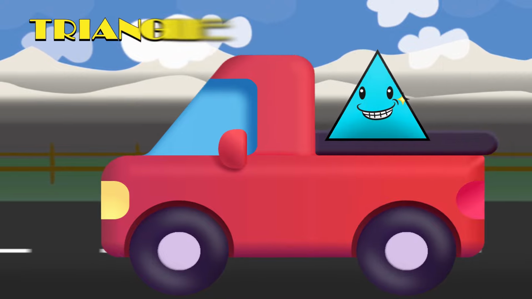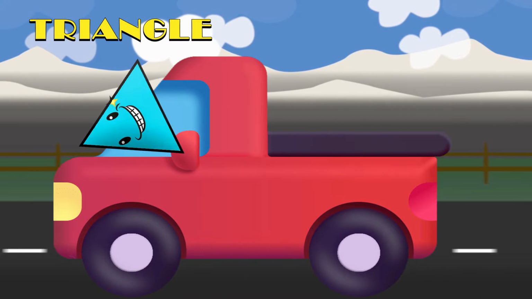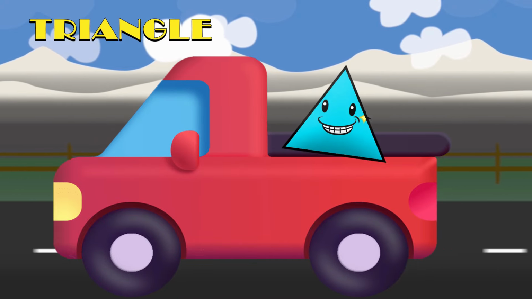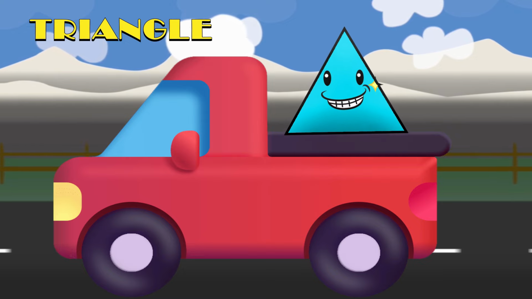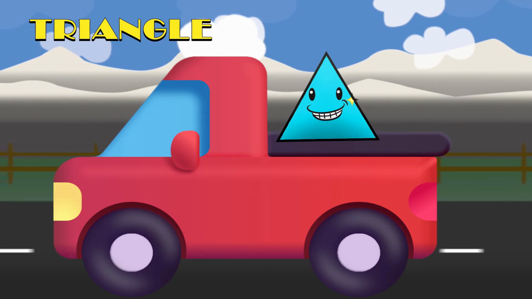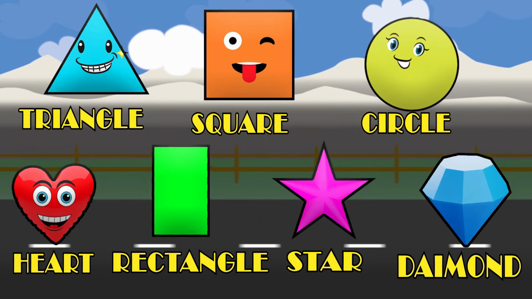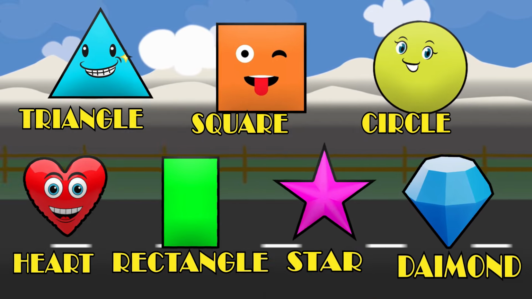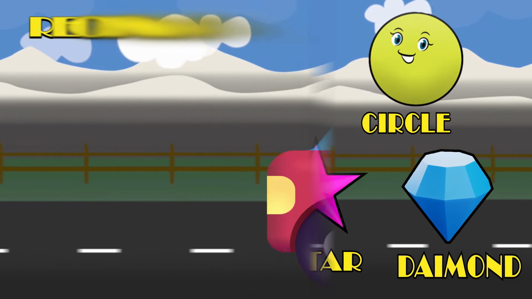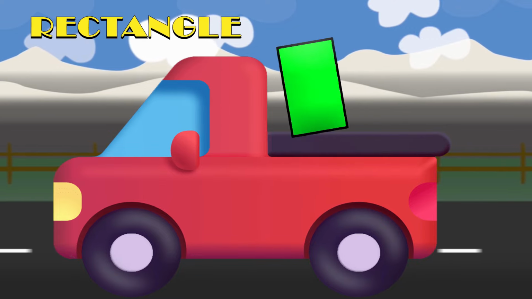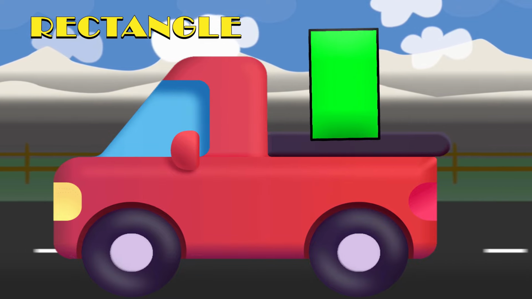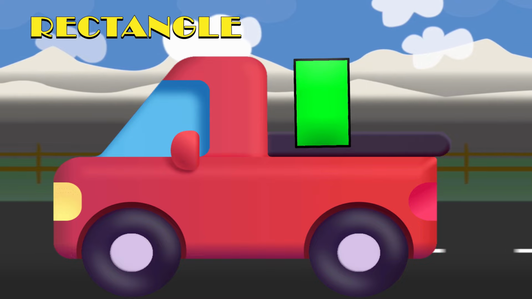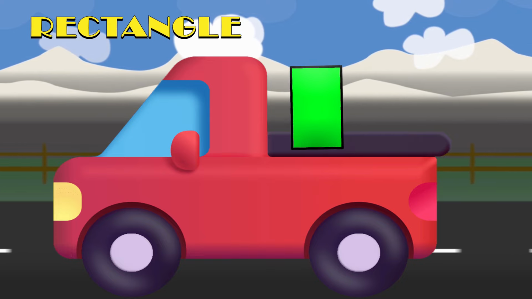I'm a triangle, triangle, I'm a pointy little shape. I have three sides, I'm a triangle, triangle. We are shapes, you can see us everywhere. I'm a rectangle, rectangle, like a really long square. I have four sides, I'm a rectangle, rectangle.